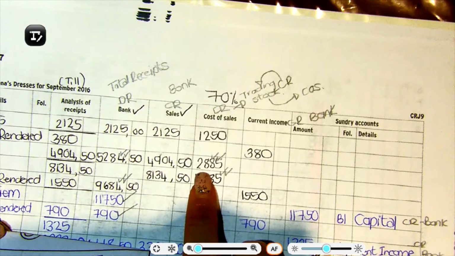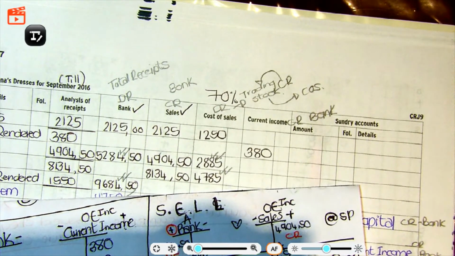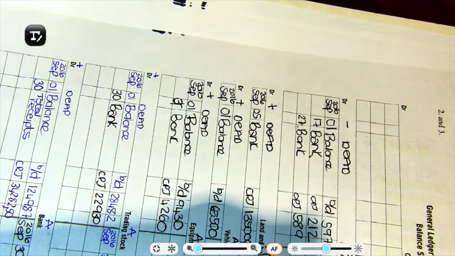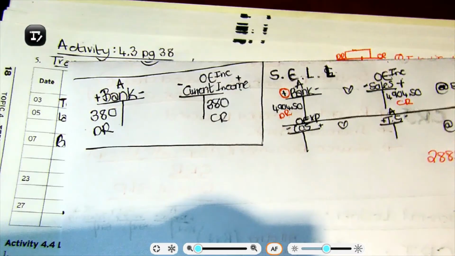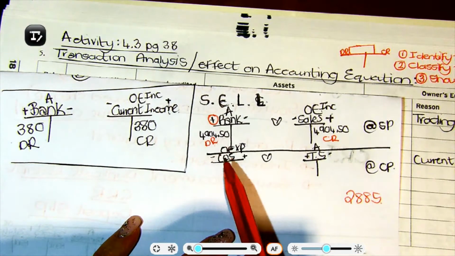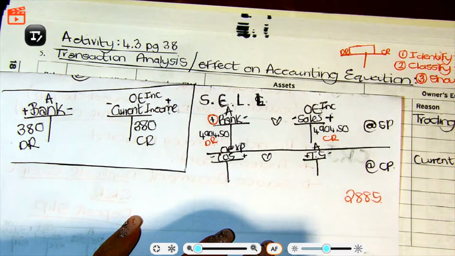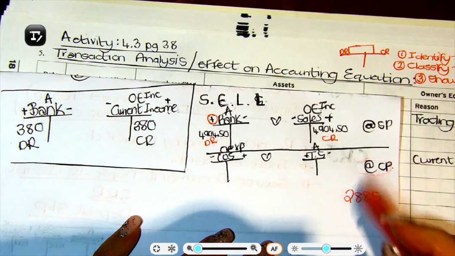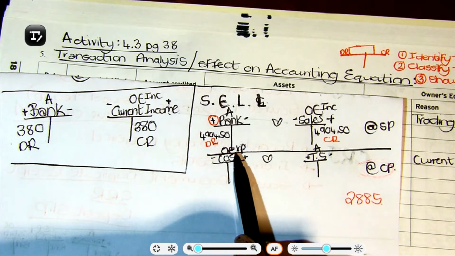Just want to check here. My cost of sales we worked out here was 2,885. Right, so now we're not finished because remember I said that when we sell trading stock, there are always 4 accounts affected: bank and sales, and cost of sales and trading stock. So this is recorded at cost price. Cost of sales is classified as owner's equity expense.